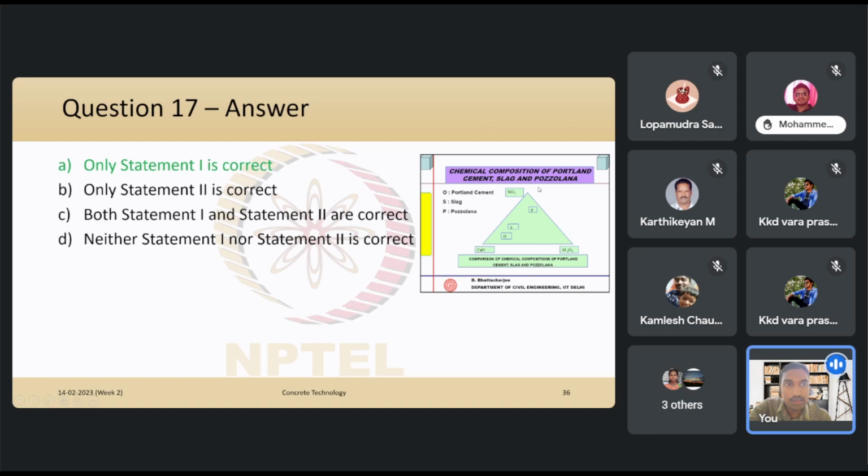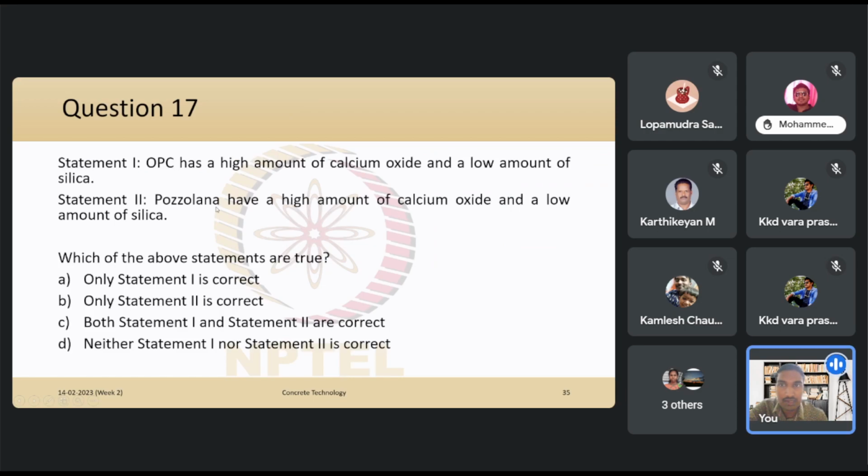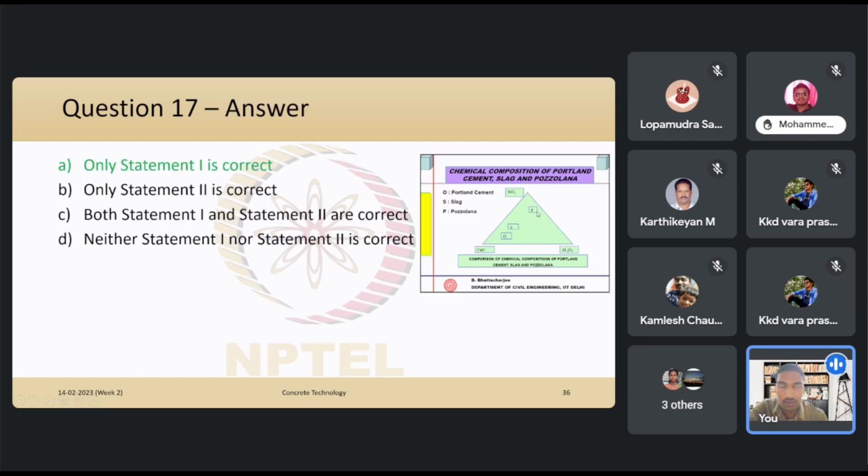So remember this diagram. It tells us how the chemical composition is different among the three materials: cement, slag, and pozzolana. O represents Portland cement, S for slag, and P for pozzolana. In this triangle, the three vertices are 100% CaO, 100% Al2O3, and 100% SiO2. In this question we are looking at OPC and pozzolana, so O and P are of interest to us.